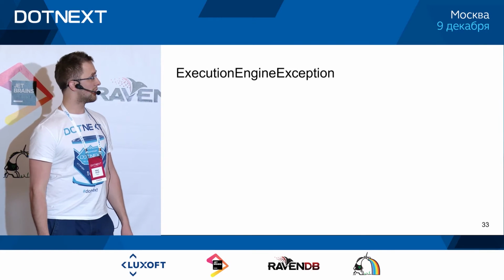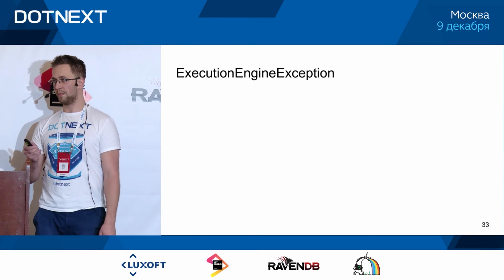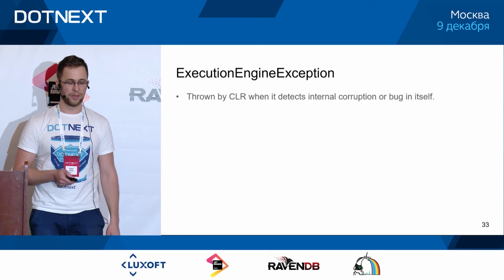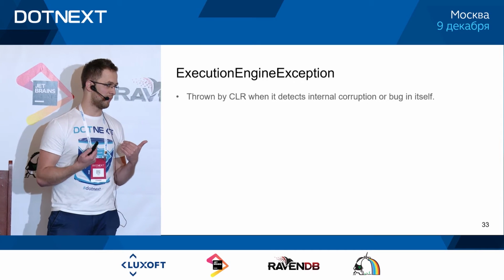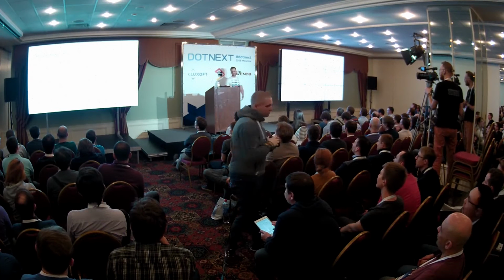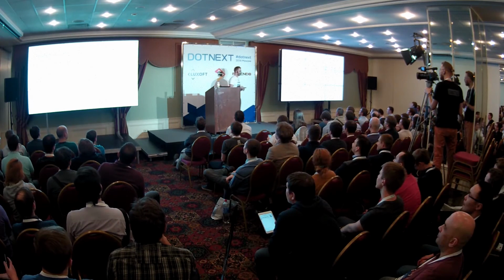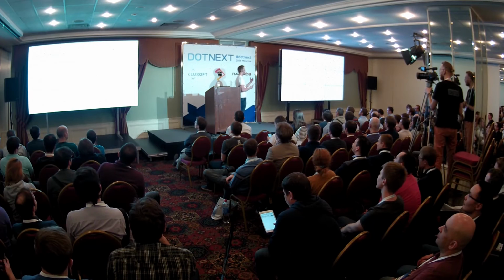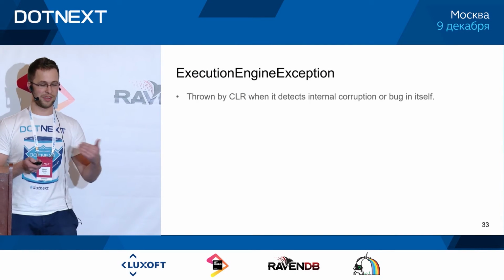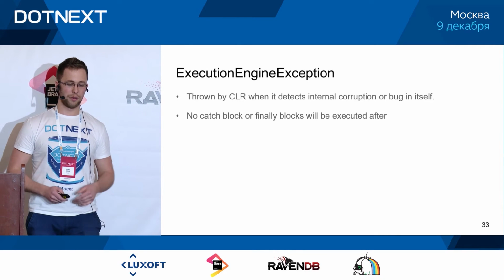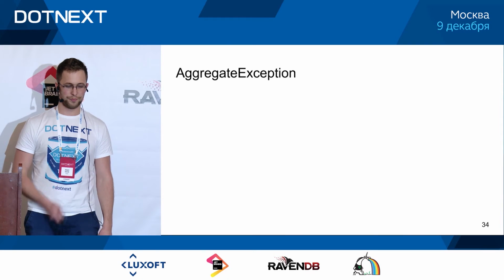Next very exceptional exception, ExecutionEngineException. So have you ever seen that? No? It's thrown by the CLR when it detects a bug in itself. And it happened to me when I thought that I'm good at IL, and I did some testing, and of course, I broke things, and the CLR was just shutting down. So no catch, no finally blocks will be executed after that.